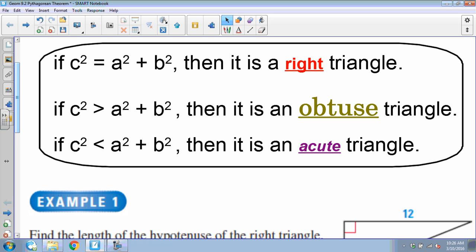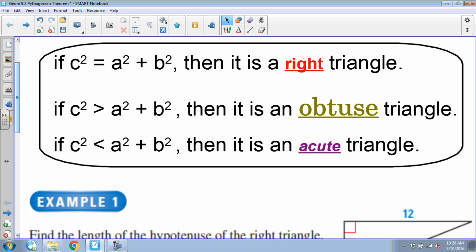Now, the rule for determining whether it's a triangle at all, okay, it's over here on the board. A plus b has to be greater than c in order for it to physically be able to form a triangle. A plus b has to be greater than c. C is your longest side. So if you add up the other two sides, they have to be greater than the longest side.